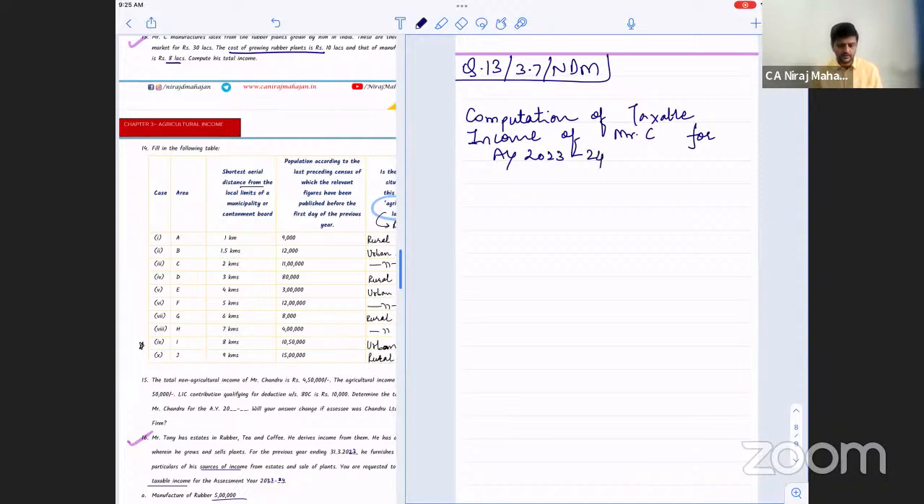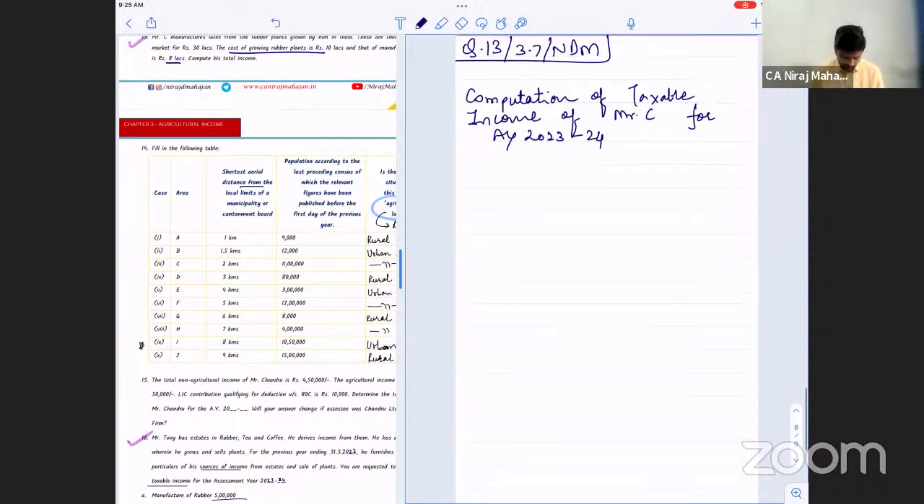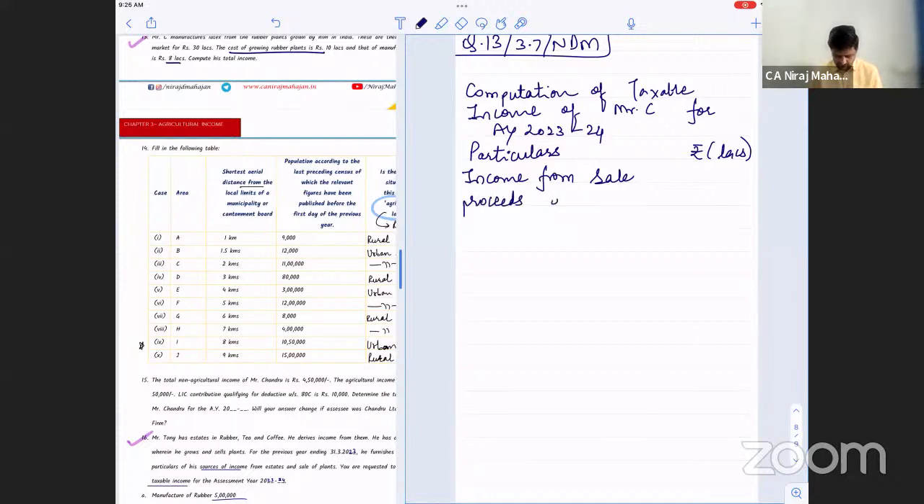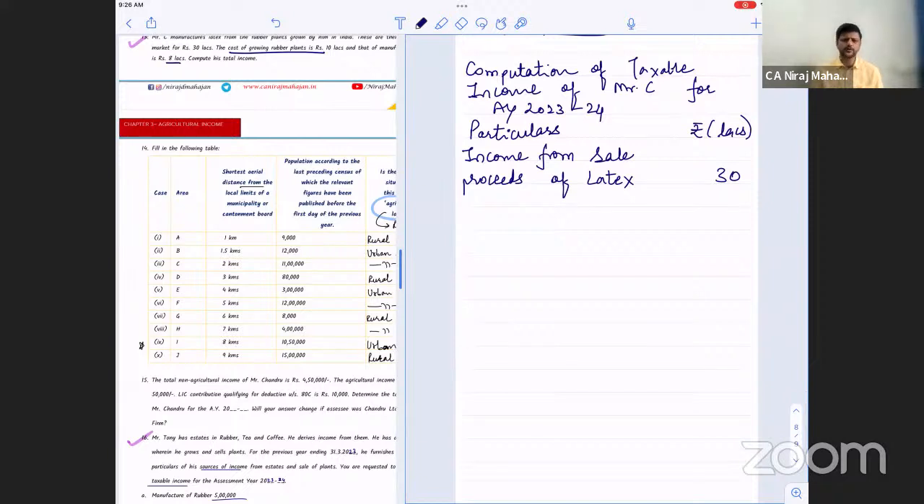computation for AY 23-24. Particulars, and rupees in lakhs. First one, income from sale proceeds of latex, 30. We earned 30 lakhs, no? I'll reduce both the expenditures.